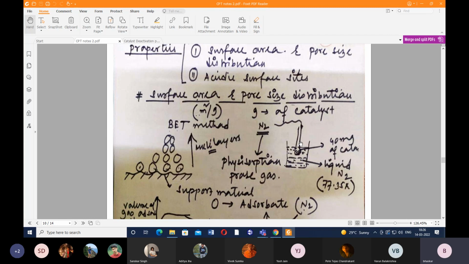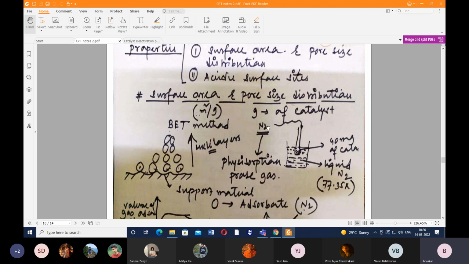Adsorbate means the substance which is getting adsorbed onto the surface of a solid material called adsorbent, right? So here our adsorbent is the catalyst particle, and what is our adsorbate here? Adsorbate is the physisorption probe gas, that means nitrogen. Okay, so in the BET method, there are several assumptions. Let me talk about these assumptions one by one.